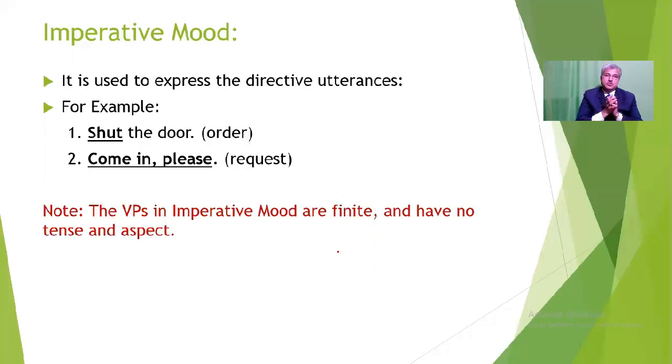Now we will move towards imperative mood. It is used to express directive utterances. For example, "Shut the door." Imperative sentences start with the main verb. So here, in this example, "Shut the door," shut is the imperative; the mood of the sentence is imperative mood, an order. "Come in, please." Here, the mood is imperative, but the meaning is a request. Dear learners, please note the VPs in imperative mood are finite VPs and have no tense and aspect. There is no tense, there is no aspect in imperative mood.